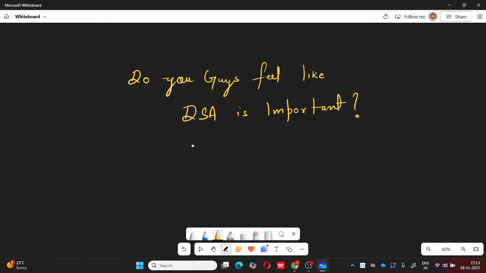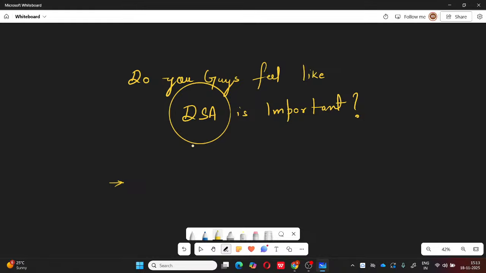Yes. So why do you people feel like DSA is important? Why do you think that you want to cover this particular subject? And also tell me which language you want me to communicate in. If you say continue in Hindi, I'll do that. Otherwise English is fine, then we'll continue with English. But first of all, let's have a little bit of interaction and then we'll start further.